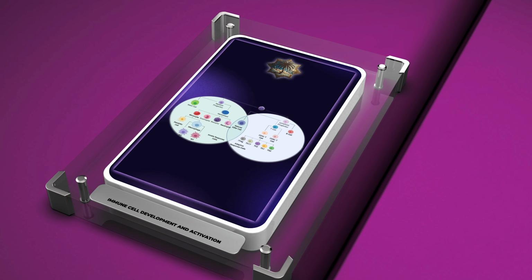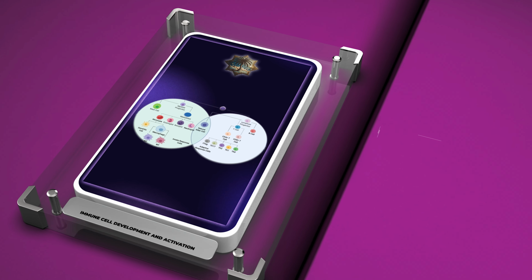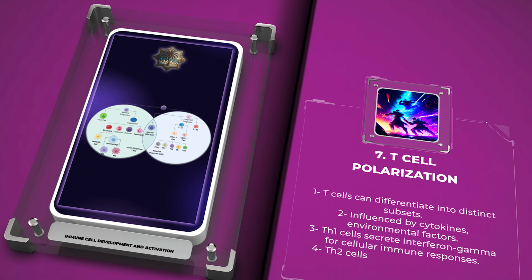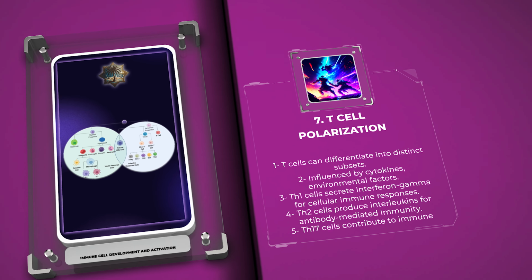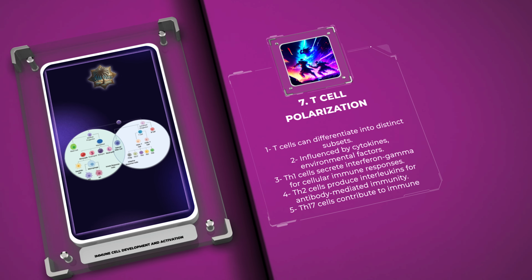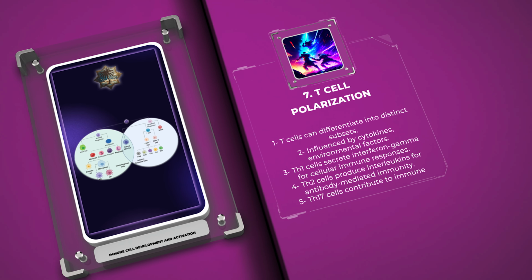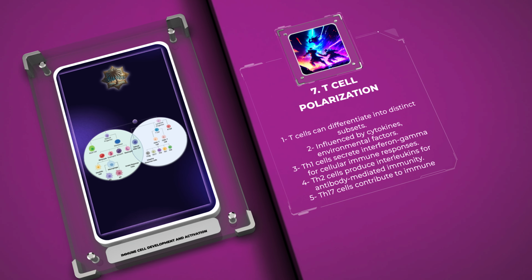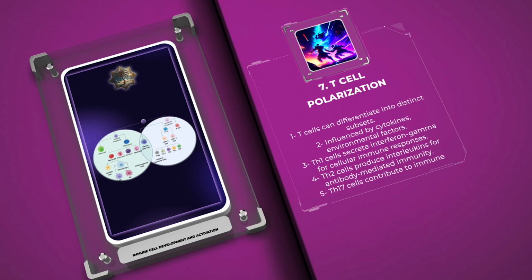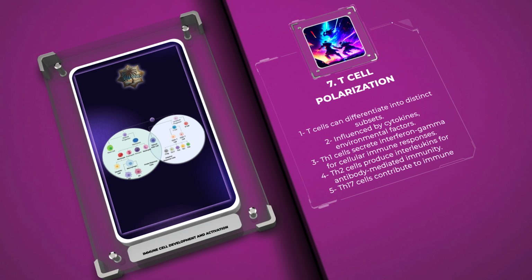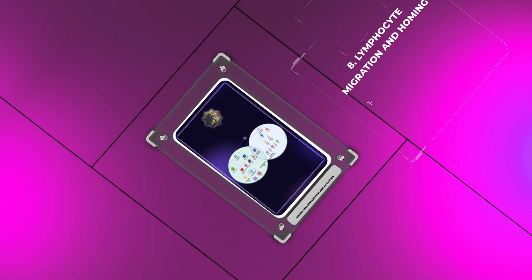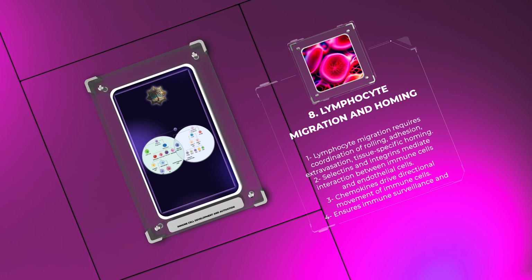T cells can differentiate into distinct subsets with specialized functions, known as T cell polarization. This process is influenced by various cytokines and environmental factors. Th1 cells, for instance, secrete interferon gamma and play a crucial role in cellular immune responses against intracellular pathogens. Th2 cells, on the other hand, produce interleukins such as IL-4 and IL-5, orchestrating antibody-mediated immunity against parasites and allergens. Th17 cells contribute to immune defense at mucosal surfaces, while regulatory T cells, TREGs, maintain immune tolerance and prevent excessive inflammation. Effective immune responses require immune cells to migrate to infected or inflamed sites.